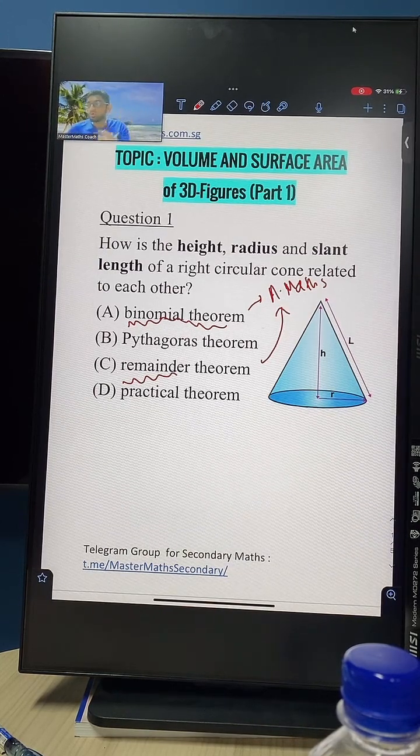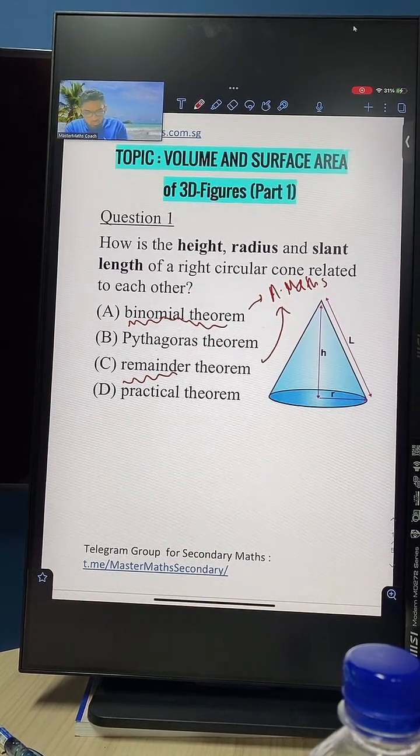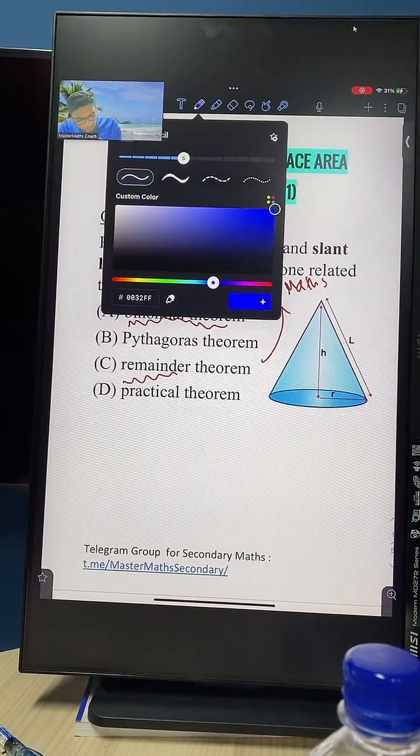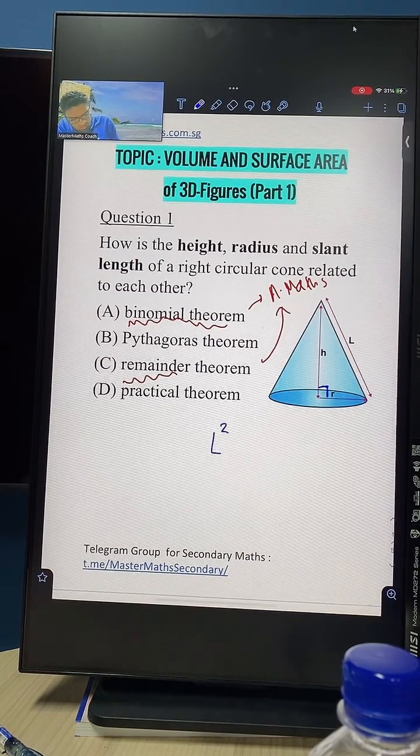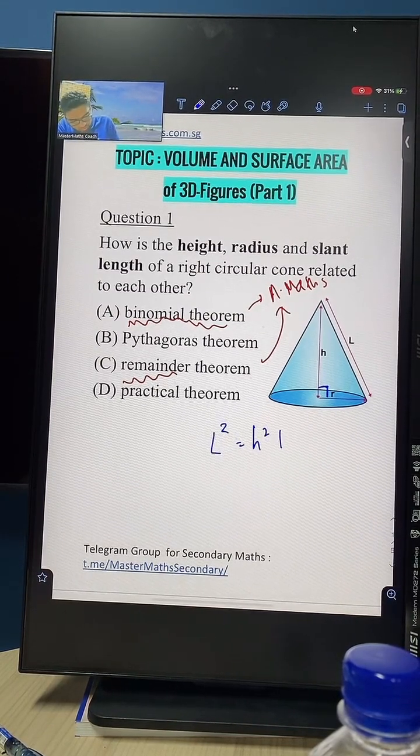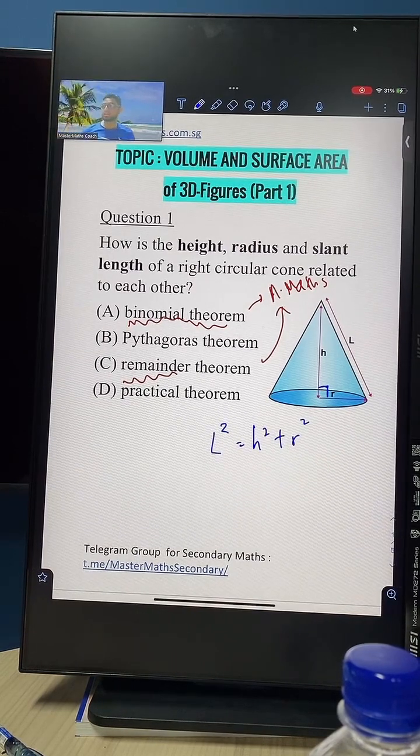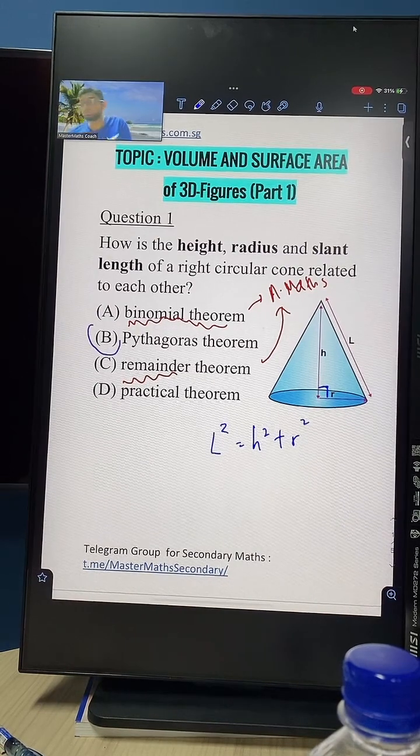Alright, so how are these three lines related to each other? They are related via the Pythagoras' theorem. Why is that so? Because at the corner here, you will have yourself a 90 degrees, which means that the slant length in this case, the square of it will be h square plus r square. Very nice. Okay, so that is how you are able to choose the answer of B.